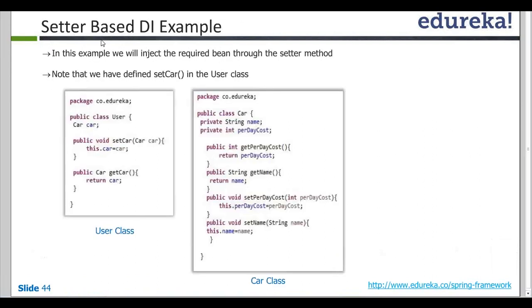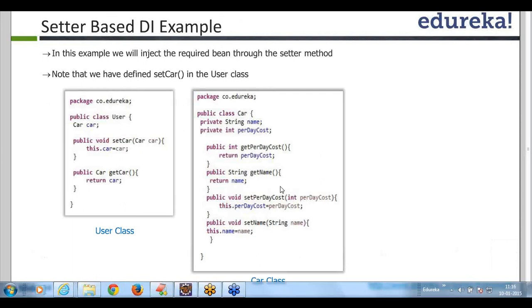Yeah. See here, setter-based dependency injection. Now we will deal with two classes. One is car, the other is user. Okay. See here how a car class looks like. It contains two attributes or two data members. They are name and per day cost.